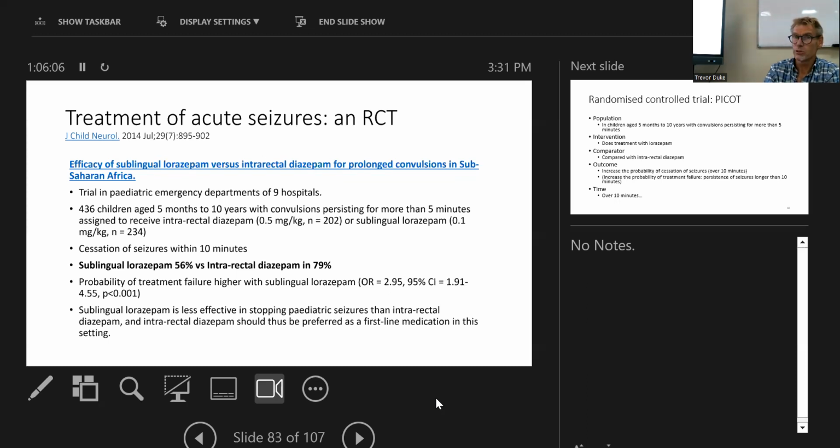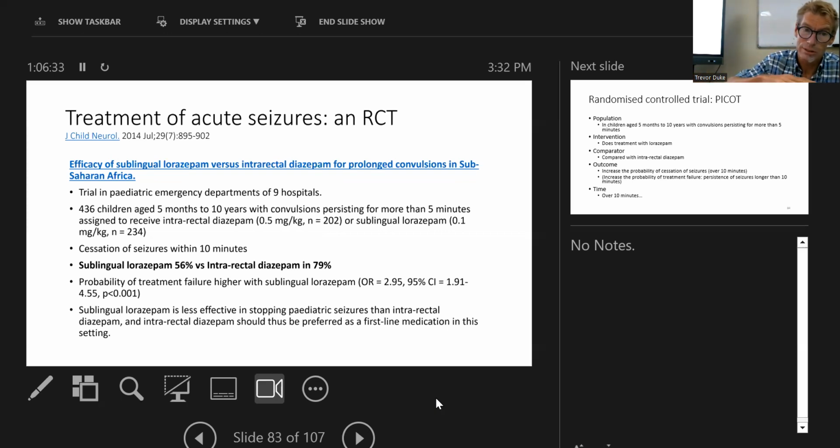So it's not every child with seizures, and it's not every child with prolonged seizures, because there was an age inclusion criteria. And their outcome was cessation of seizures within 10 minutes. Again, they've got an outcome within 10 minutes of the therapy. And again, they've got an outcome that can be accurately measured, isn't it? So they thought that if the seizures stop in 10 minutes, that's a good thing.